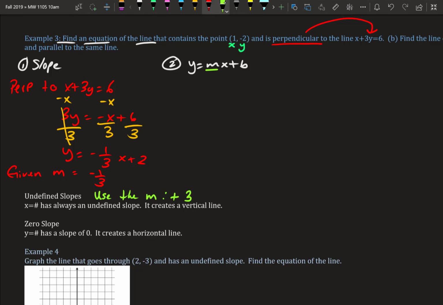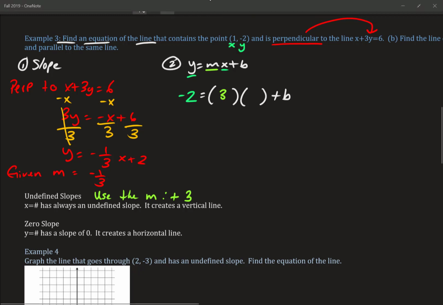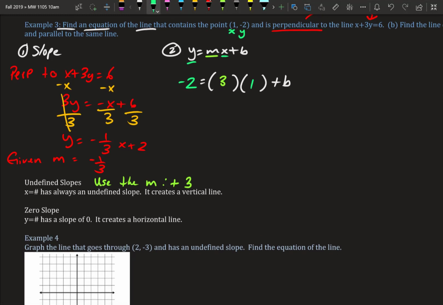There we go. So we're going to plug in x, y, and m. So our y, we have -2, and that equals m times x plus b. Our m is +3. Our x is +1. Now let's just simplify here. So that's -2 equals 3 times 1 is 3 plus b. We're going to subtract 3 from both sides. And we get -5 is our b.